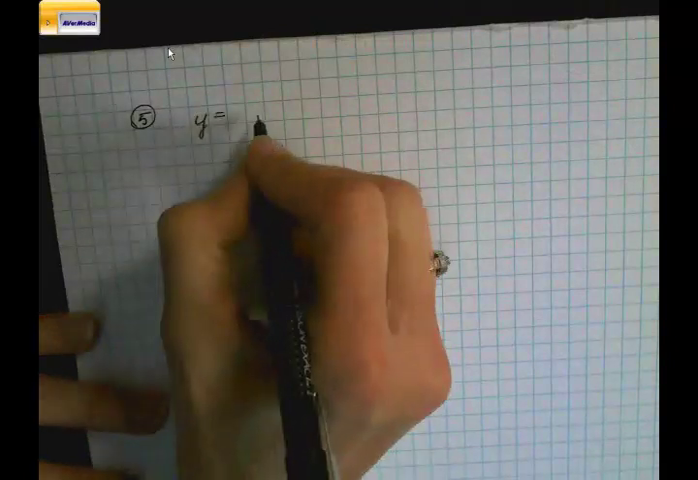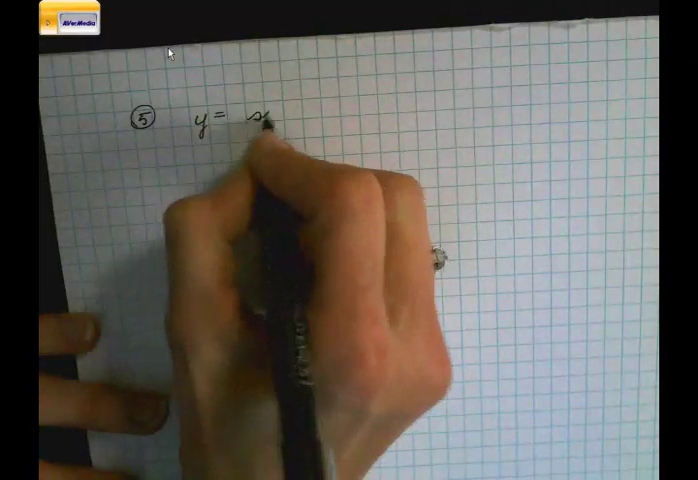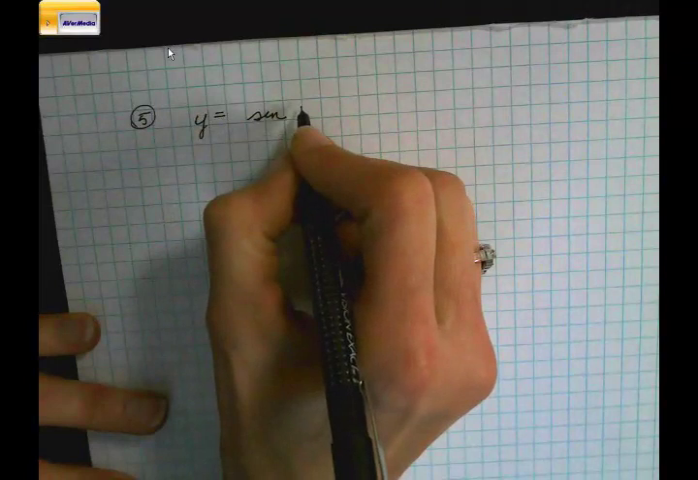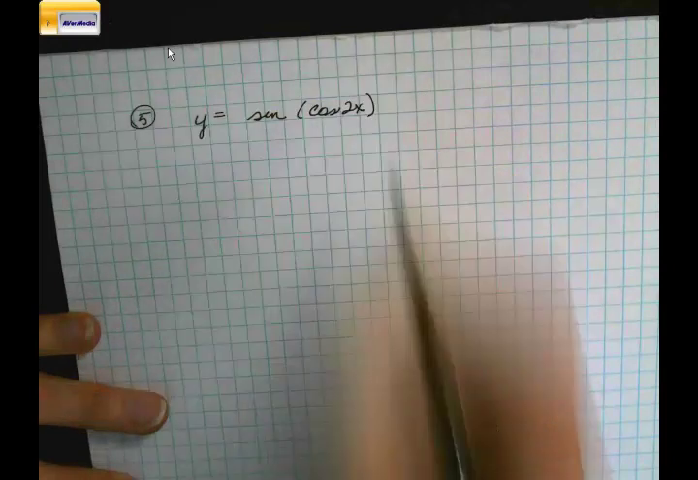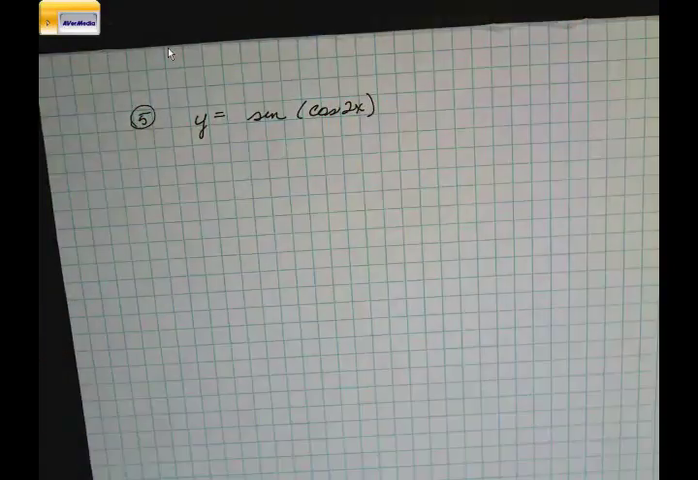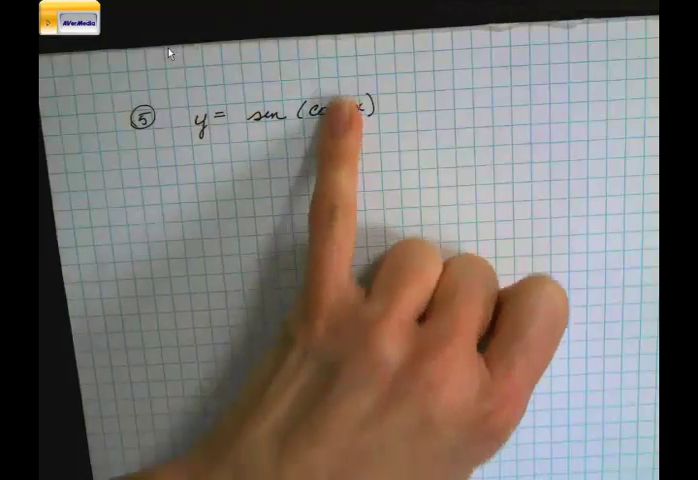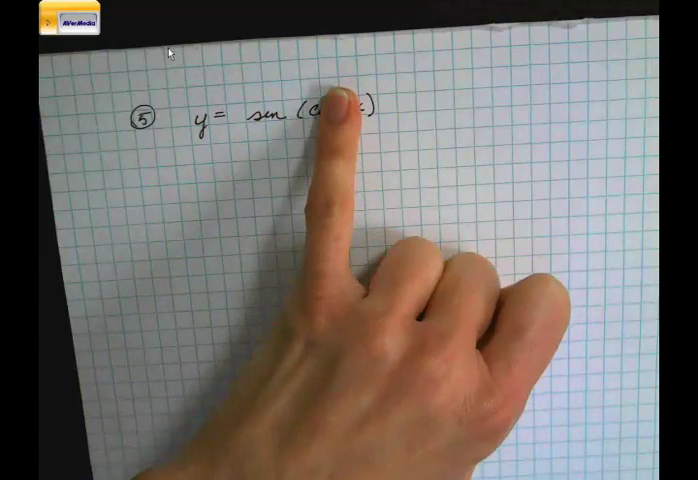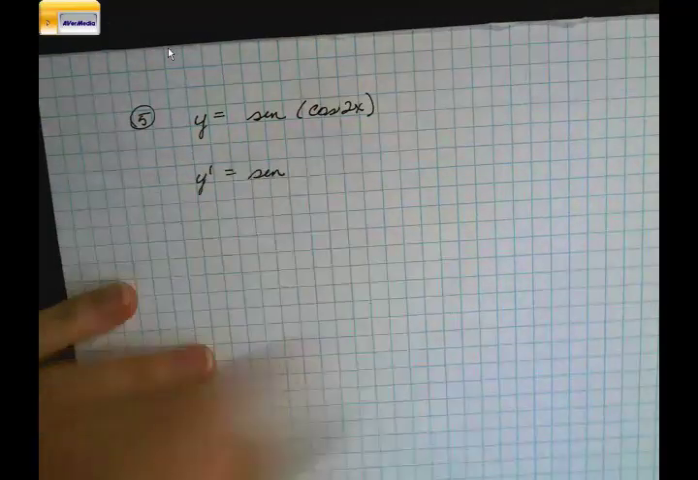Right? So what if you have y equaling sine of cosine of 2x? Okay. So this is like theta. Okay. This is like theta. So y prime is sine theta d theta. Right? So I can even add another step on here. Y prime is sine theta.